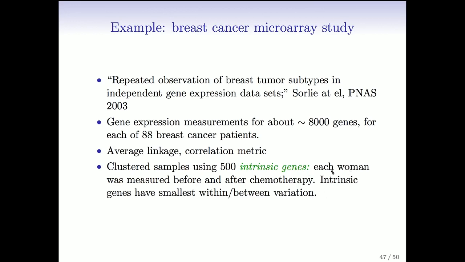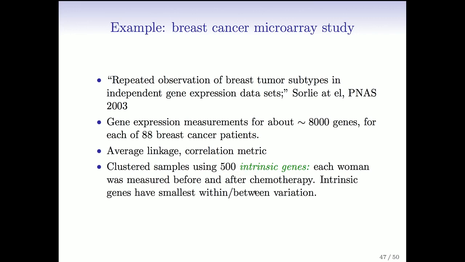And I won't go into detail except to say in words, in this particular study, these women were given chemotherapy. And there was actually a sample taken before and after for each woman. And gene expression measurements were available before and after. So what Therese did was she defined what we call intrinsic genes. So for each woman, we looked to see which genes had the smallest variation within a woman, as opposed to between the 88 women. And the ones with the smallest variation were defined to be the intrinsic genes, the 500 most. This is the 500 genes with lowest variation.